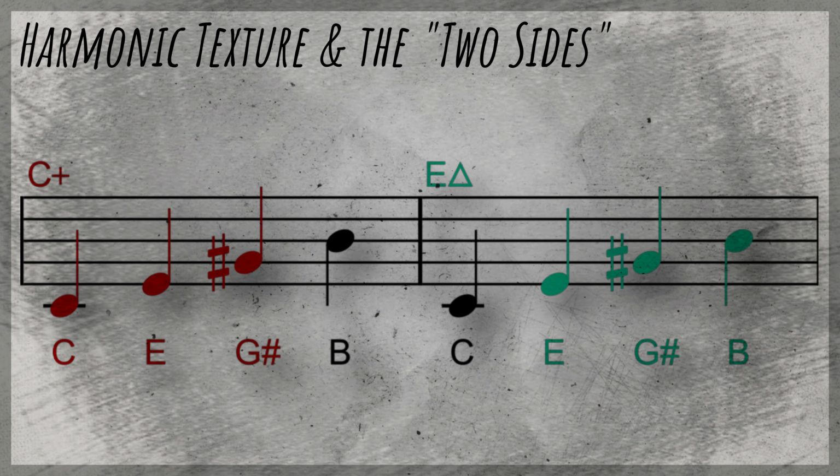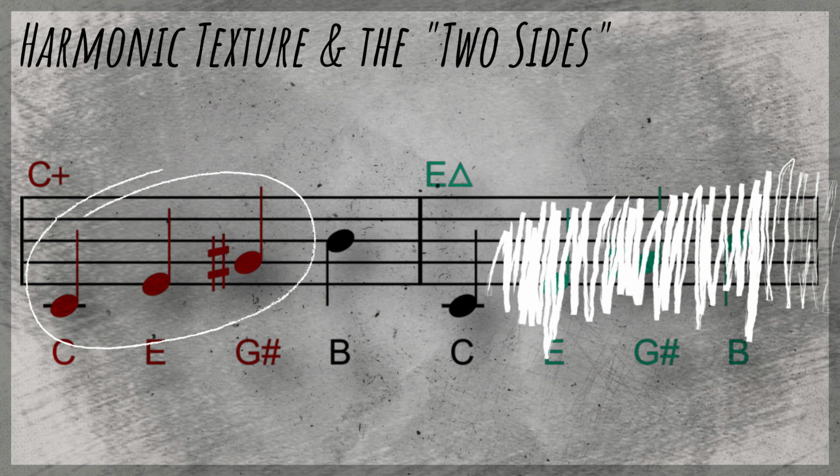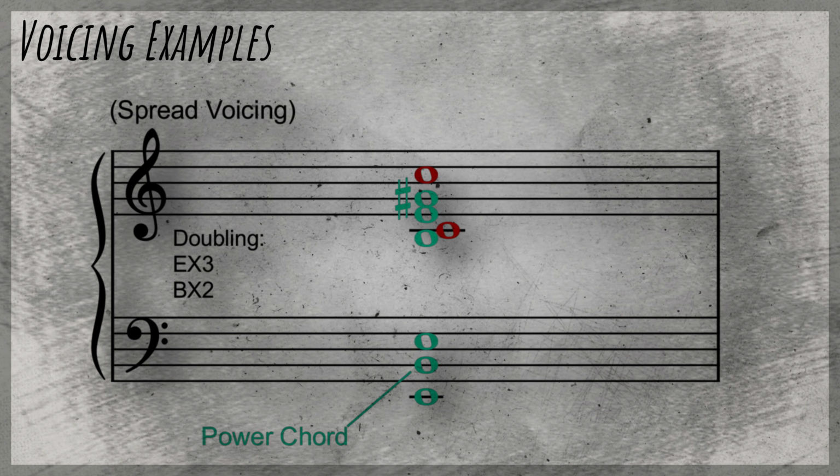Harmonic texture also ties into our two sides approach. For example, we can emphasize one side over another using pitch doubling or octave displacement. Let's compare two examples. Here, pitches from the stable side are doubled and displaced in the bass. This forms a smooth power chord that keeps the voicing centered.